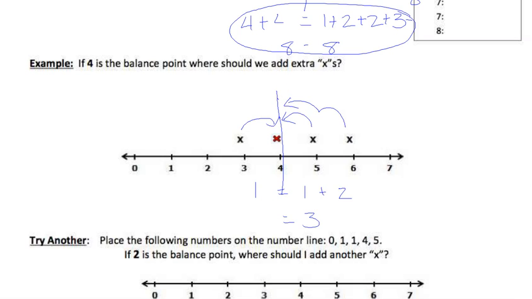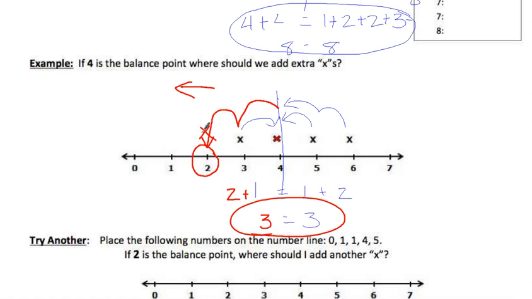So start from your balance point and go out 2 to this side, because this is where I need to add more weight. 1, 2. So I'm going to add 2 spaces, which turns out actually to be the number 2. So I'm going to put an X on 2 to make this balance with 3. So put an X on 2. Let's try another one.